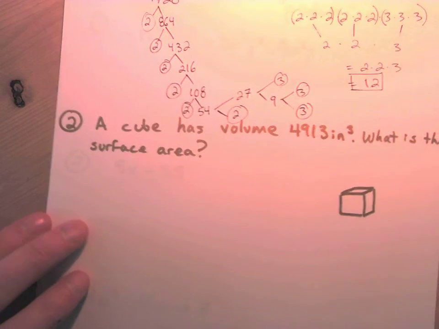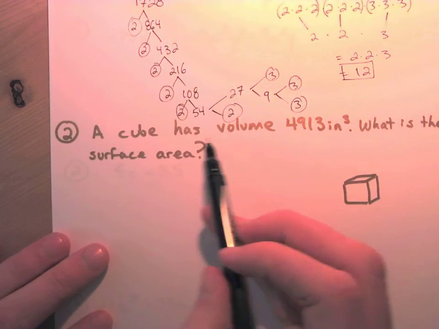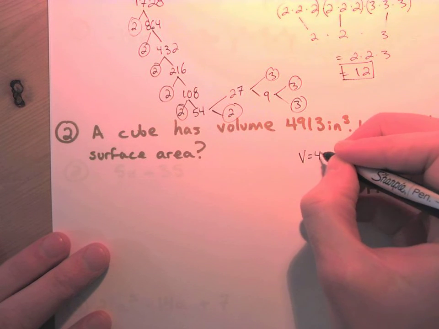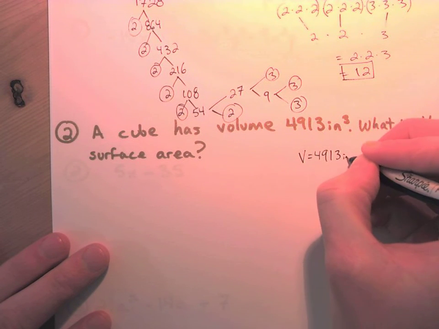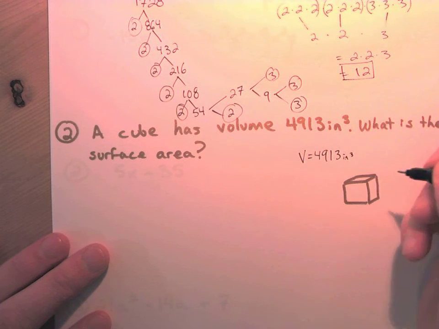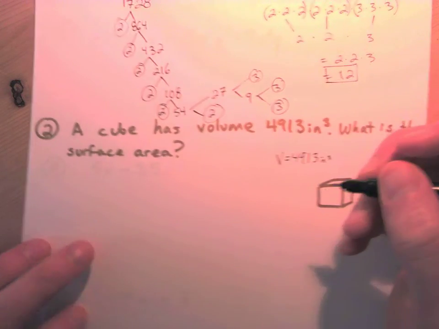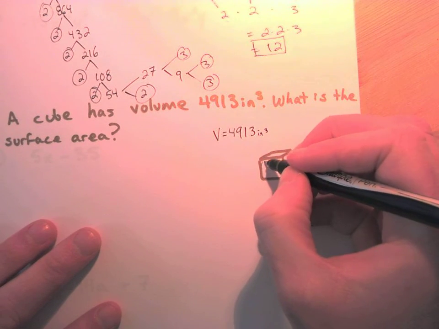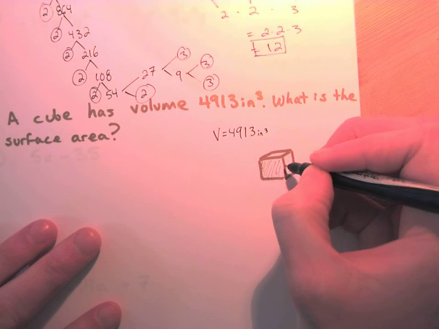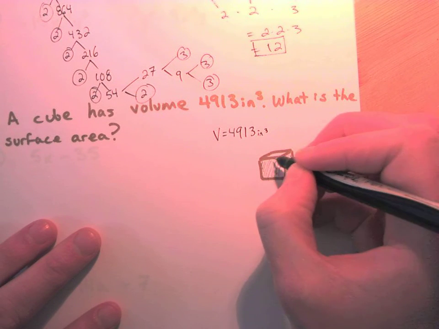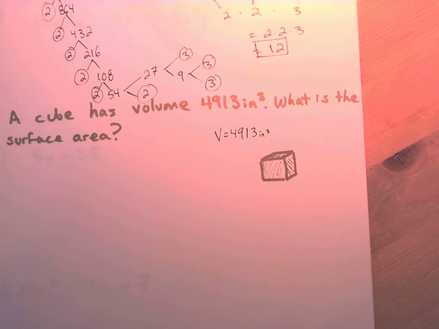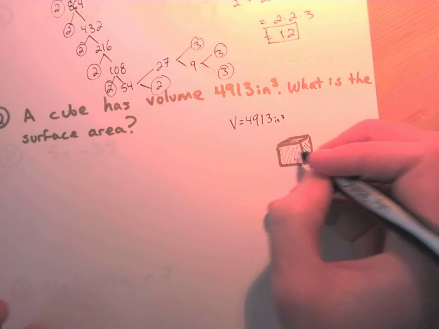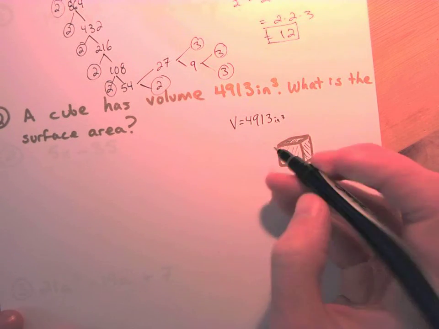Alright, next one. A cube has a volume of 4,913 cubic inches. That cube just goes with the unit. It doesn't have anything to do with that 4913. What is the surface area? Which means if you had to color the outside of the cube, all the walls, what area would you have to color in? How much color would you need? But you wouldn't have to color the inside, right? Volume also includes the inside.